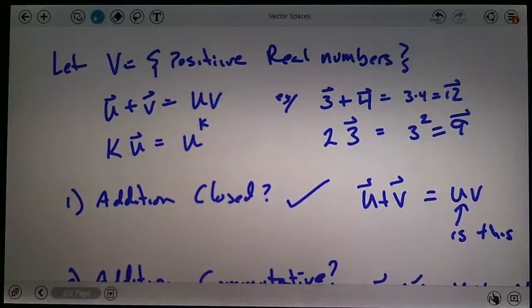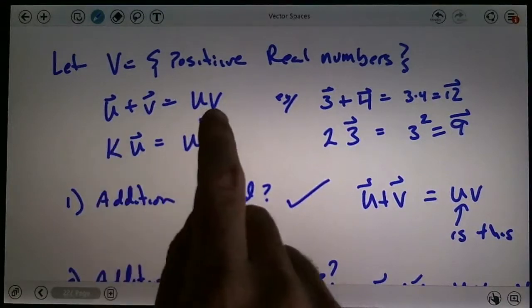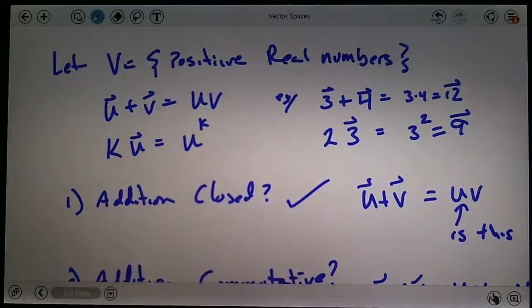Okay. So anyway, this is a vector space with addition defined this way and scalar multiplication defined that way.